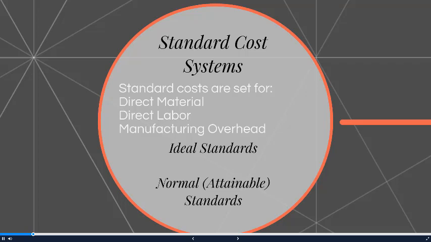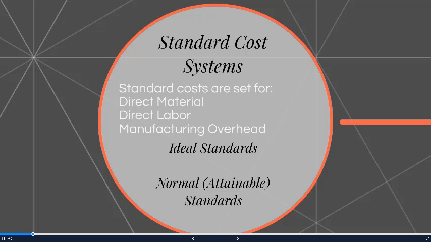We have two different types of standards. We have ideal standards. This means that everything is going exactly as planned. No one is taking an extra long break. All of the materials are high quality and nothing is broken or lost. Things like that. Ideal standards don't typically happen.